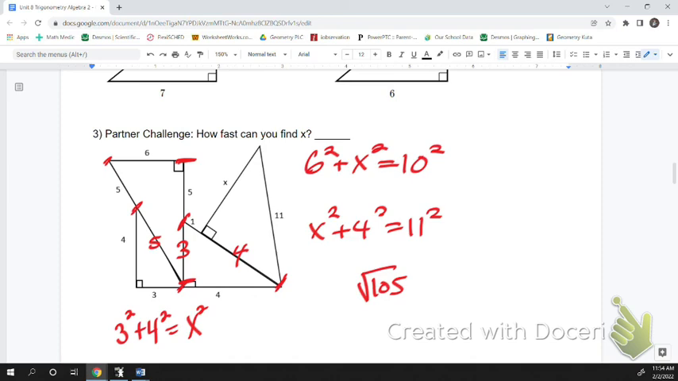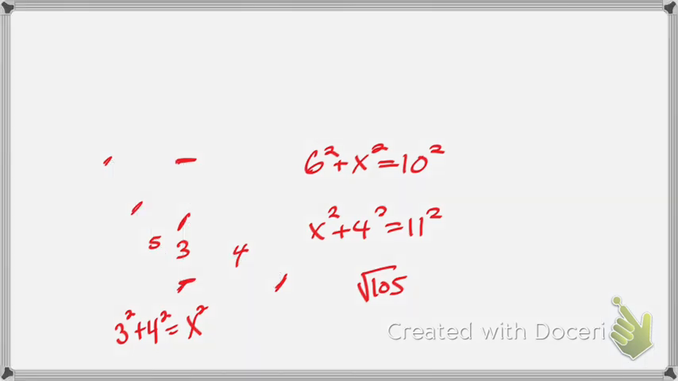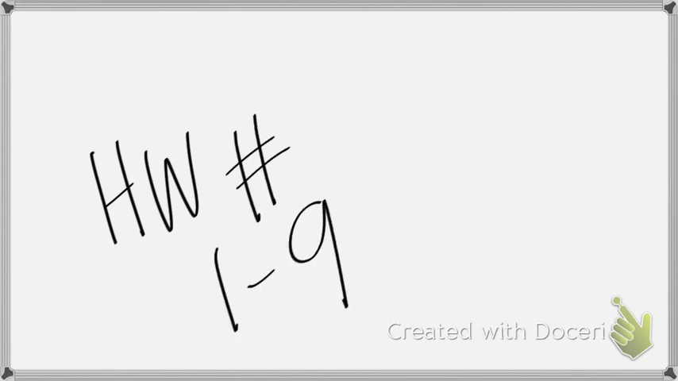I'm going to pass out your homework packets now. They're separate. For homework, we are going to do problems 1 through 9 in your packet. Your homework is numbers 1 through 9 in your packet.